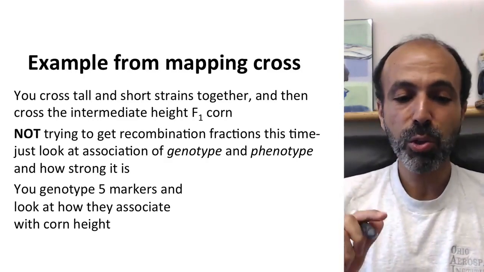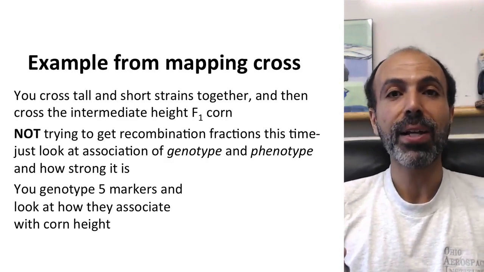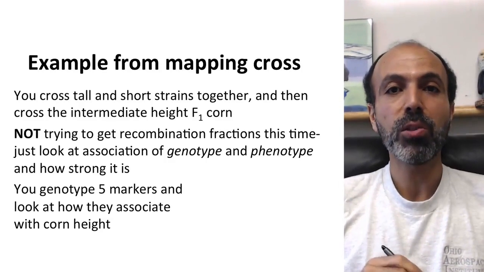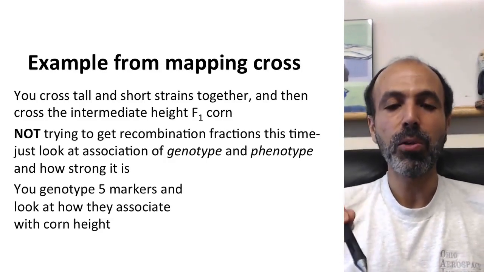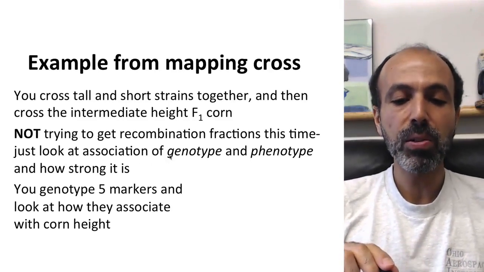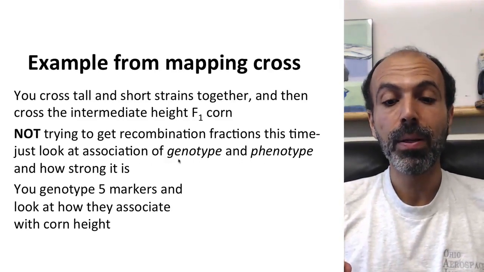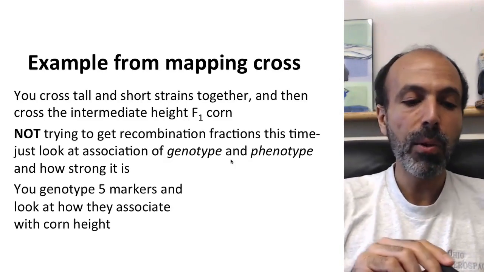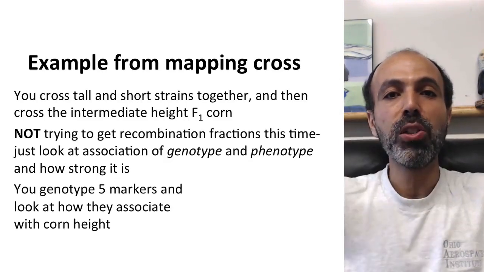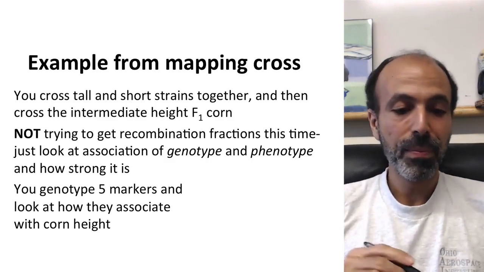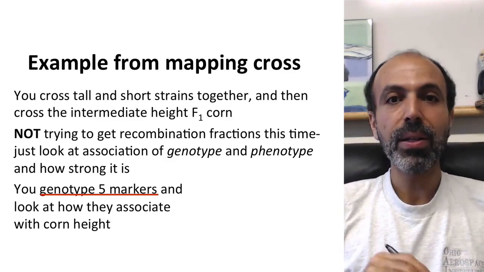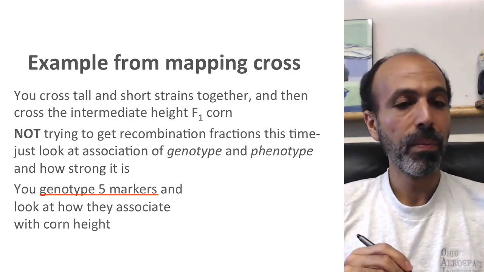Now what we're not trying to do is we're not trying to get recombination fractions this time. This is different from what we did in the context of simple genetic traits. It's much more complicated when something is complex, so we're not going to do that. What we're just going to be doing is looking at the association of genotype and phenotype, just looking at that association, and we'll look and see how strong it is. Now remember, strength is defined by the average difference between the genotypes. So what we'll do is we'll genotype 5 markers rather than 2 this time, and look at how they associate with height in these corn.